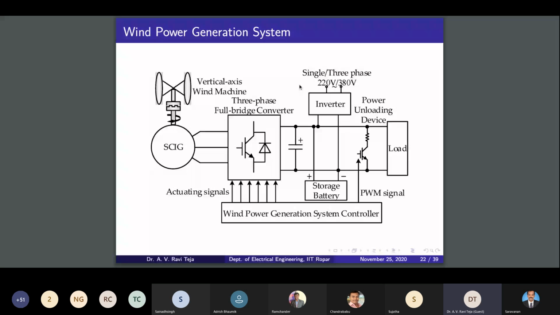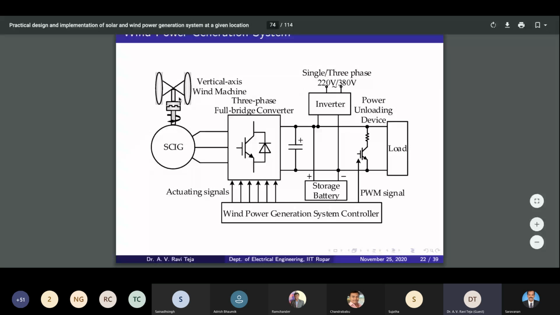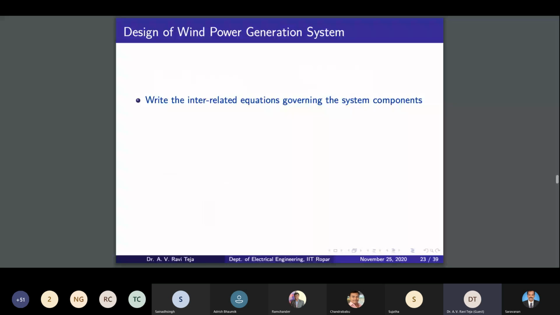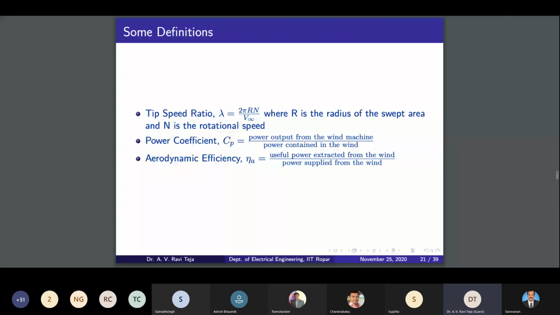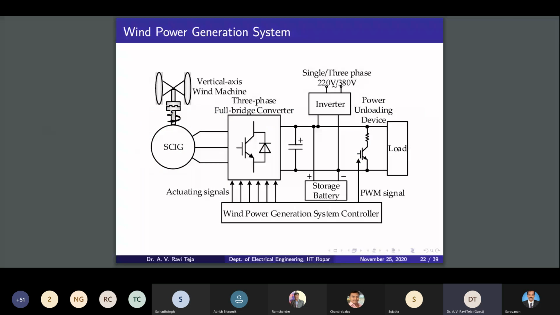And after that, because this becomes interrelated equations governing the system components, this becomes a set of equations, all in variables, and we cannot solve them. So for solving it, we have to assume some values for certain things. Say, gearbox efficiency, I am thinking. Gearbox efficiency, say I take 90% or 88%. This is reasonable. I should not make an unreasonable assumption. And then machine efficiency as 80-85%.